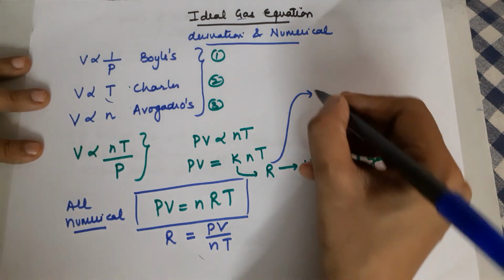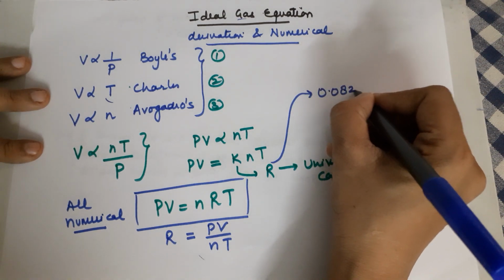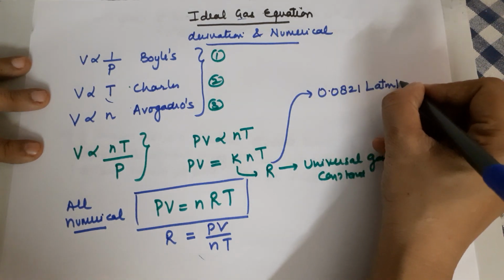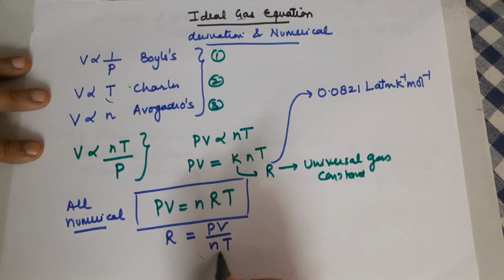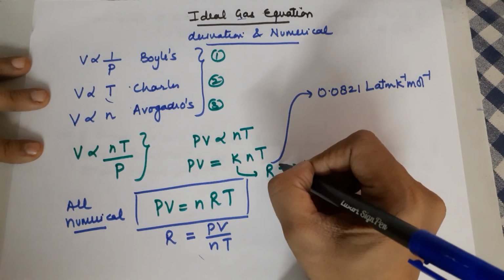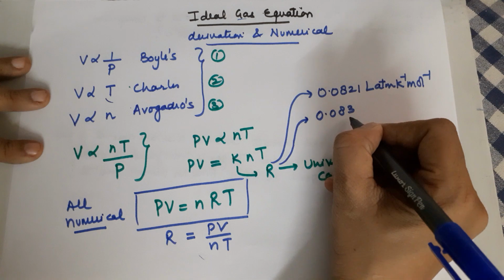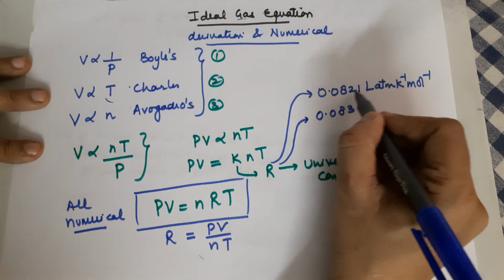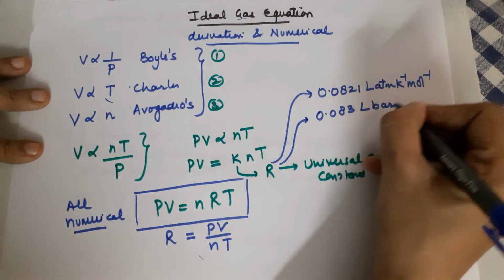The values for R that you should know are, first, 0.0821. This value is in liter atm Kelvin inverse mole inverse. The Kelvin inverse and mole inverse would always be there because the denominator is moles and temperature. The second value is 0.083, which I advise to use because it has three digits after the decimal, while the earlier one has four. This is in liters, but the unit of pressure here is bar.